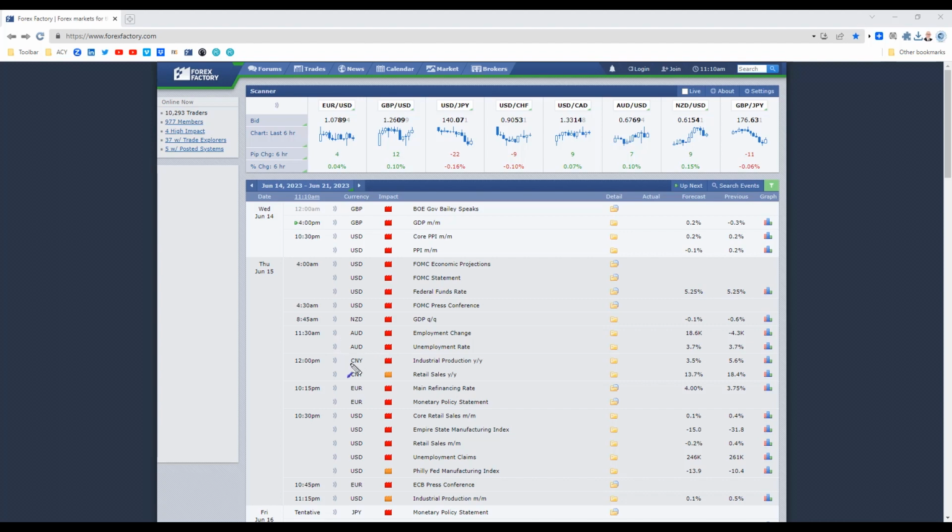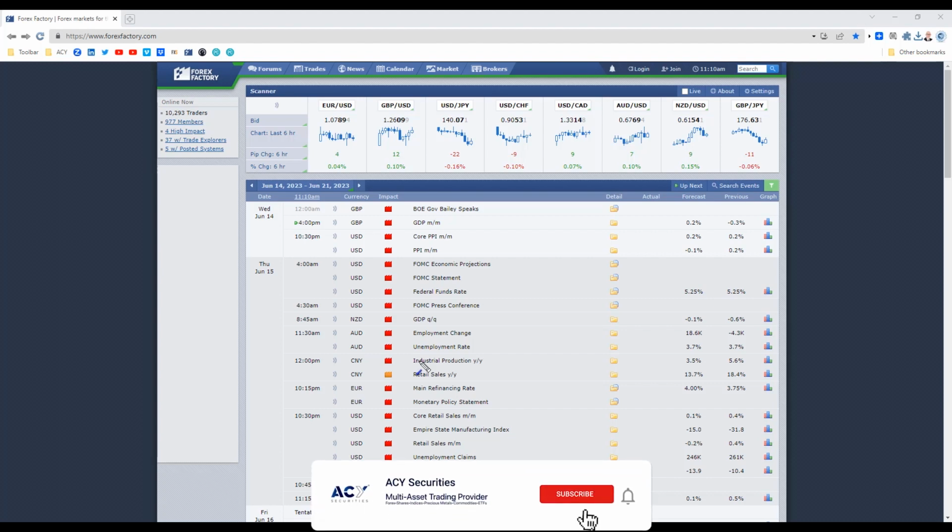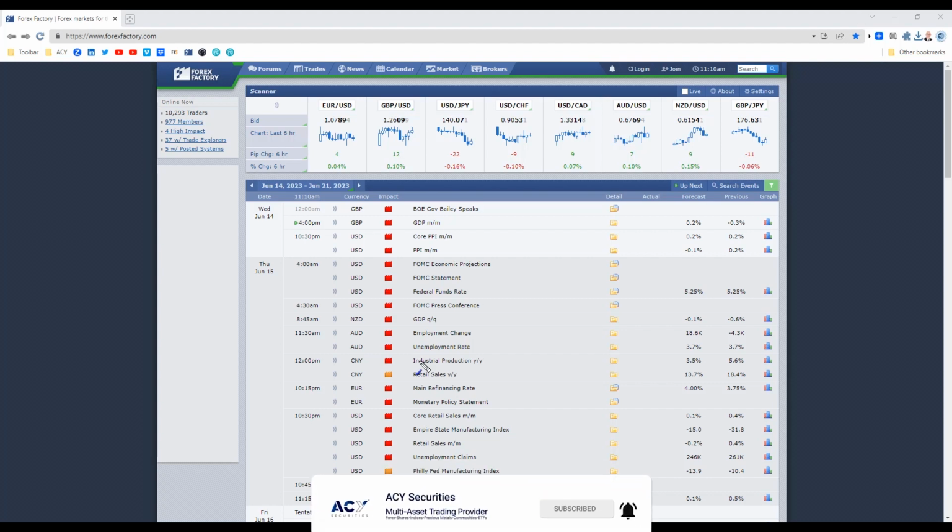And also at noon, China industrial production. So a number of highly volatile news items coming out that can definitely affect the direction of the Aussie. So it's maybe worth starting to understand what price action is doing, but stepping aside until these items are released before engaging in the market. So with that in mind, let's drop into the charts.